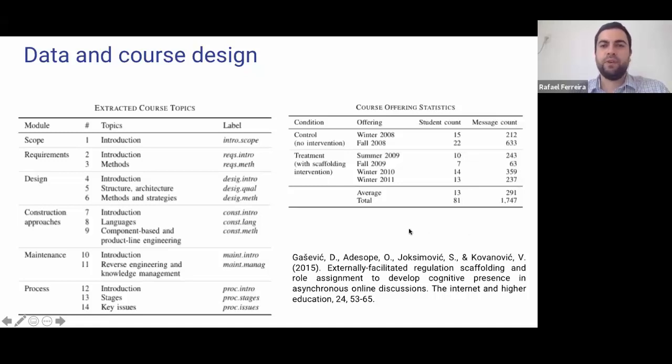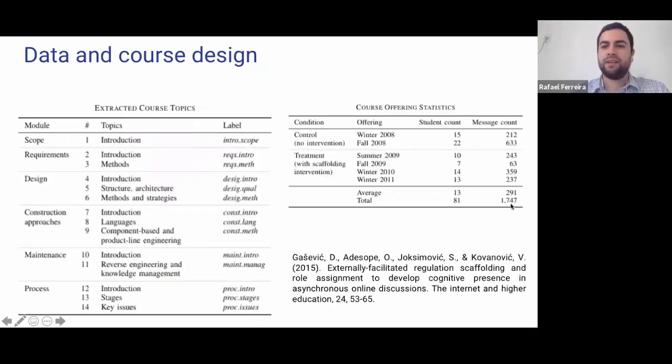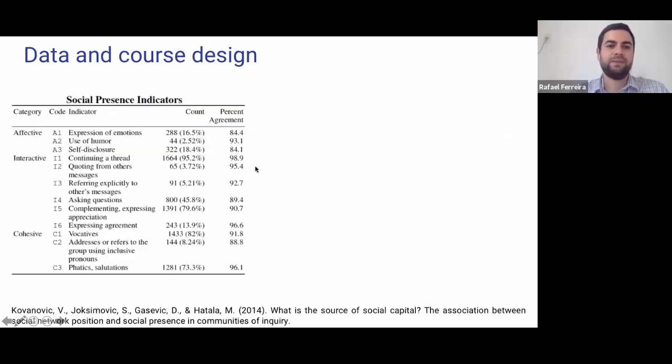And for all this data, there were 2 expert coders to manually classify each message in the indicators of social presence. These are the numbers for the counts of messages. In total, we had a little bit more than 1,700 messages. This is the count of messages that was accounted for each one of the indicators.